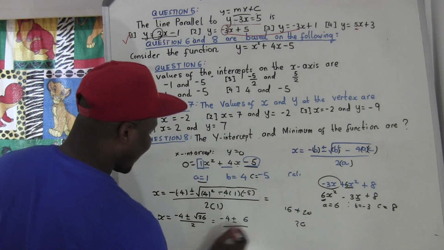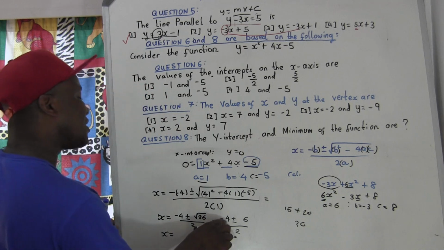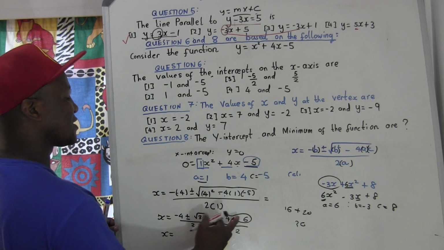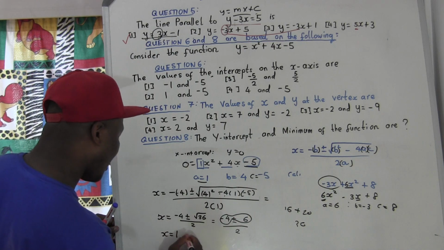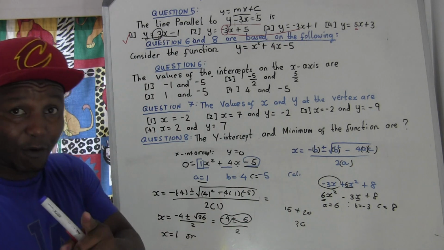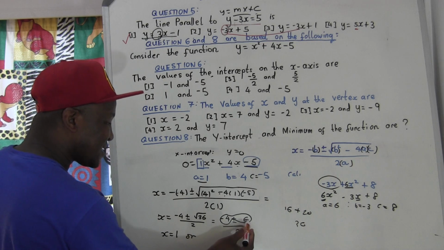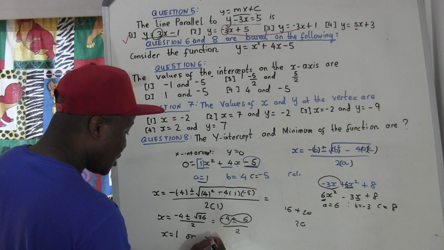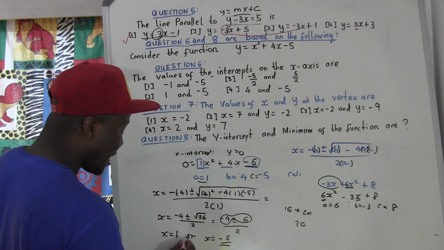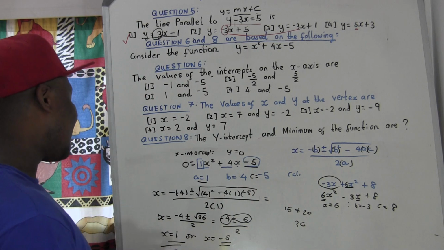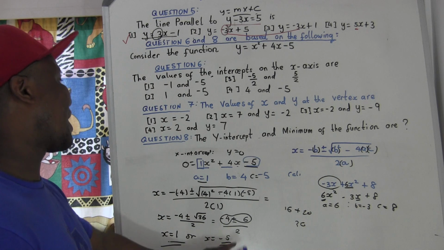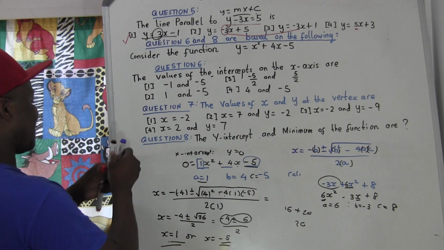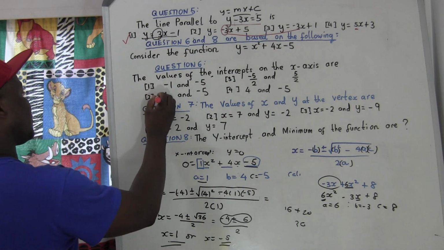So now you're going to say value of x. x equal, let's start with the positive. Negative 4 plus 6 gives us 2. 2 over 2 equal to 1. Or, now we're going to go for negative. Negative 4 minus 6 is negative 10. You can put it in the calculator. Negative 10 over 2 equal to negative 5. So these are x-intercepts. x equal to 1 and another x equal to negative 5. So this is our answer here, option 2.